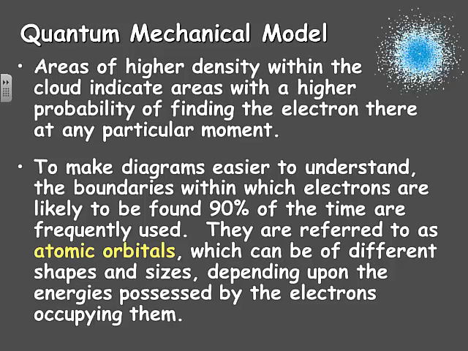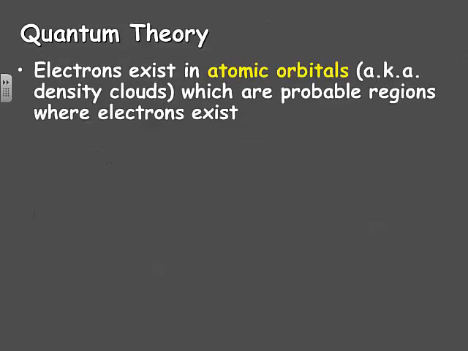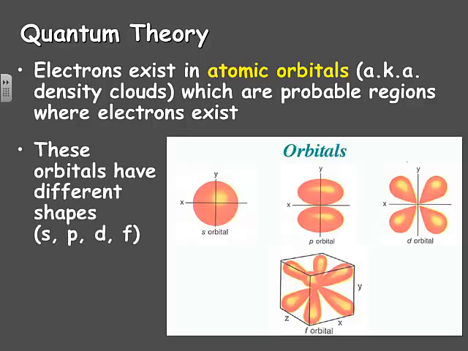We had been talking about this idea of atomic orbitals. These orbitals indicate where an electron is likely to be found about 90% of the time. So kind of like a surface within which an electron is going to be located with the highest probability. Electrons exist in these atomic orbitals, which are also known as density clouds. These orbitals have different shapes and they can be kind of unique. They're referred to as S, P, D, and F orbitals. We're going to talk more extensively about these different shapes and their designations today.